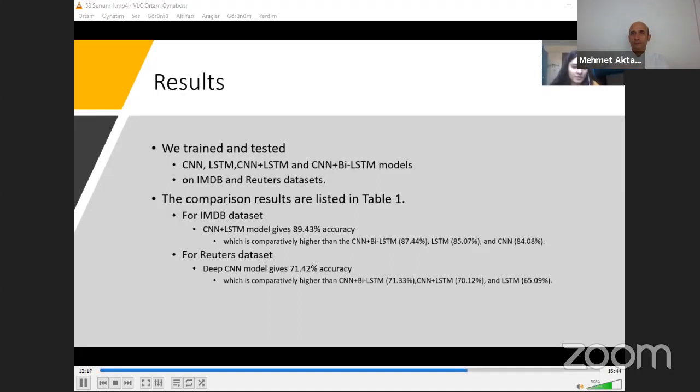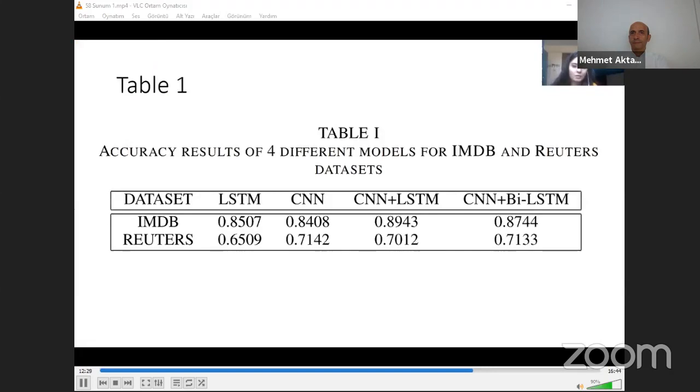And for the Reuters dataset, we found that the deep CNN model gave 71.42% accuracy, which was comparatively higher than the rest of the models. So from the table, we can see that CNN and LSTM, a hybrid deep model, has the highest accuracy on IMDb, and on Reuters, CNN has the best accuracy, that is 71%, and this is a basic model.